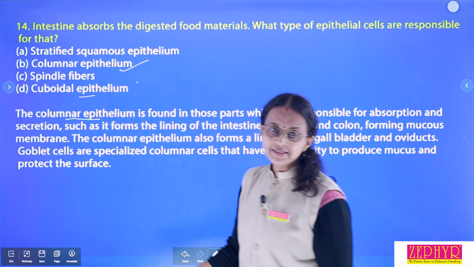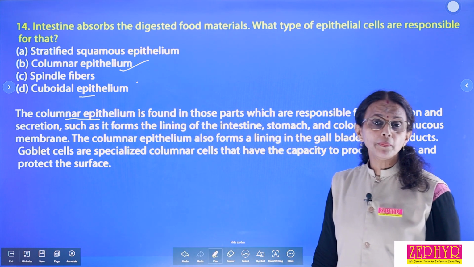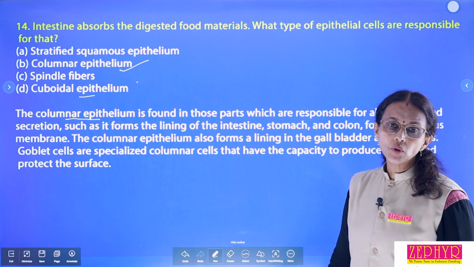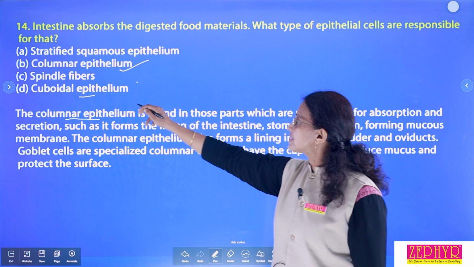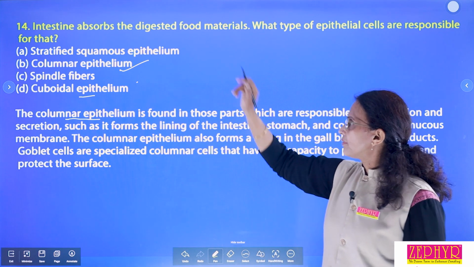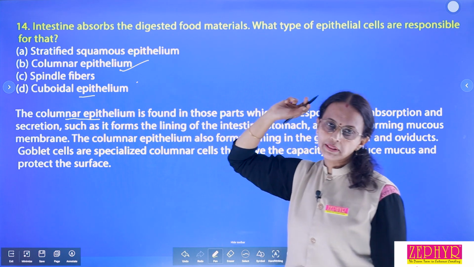Cuboidal epithelium is present in the nephron tubule: proximal convoluted tubule, Henle's loop, distal convoluted tubule. In those places cuboidal epithelium is present. The correct answer is columnar epithelium.